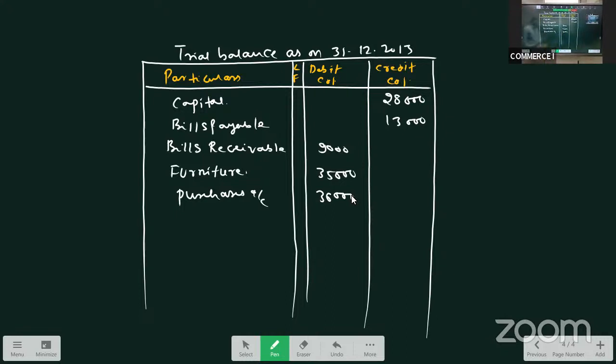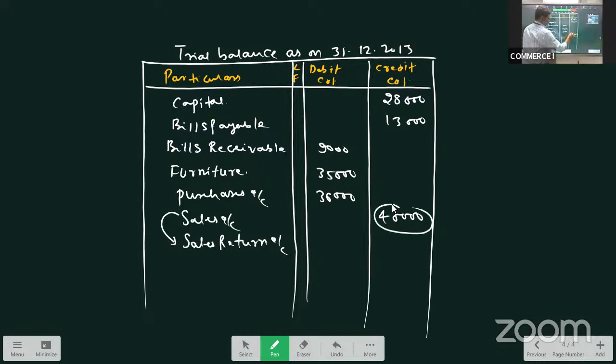Sales is an income placed in the credit column. Sales 40,000 will be placed in the credit column. Then sales returns are there. I told you sales returns are a non-cash transaction. It is an activity exactly opposite to sales.